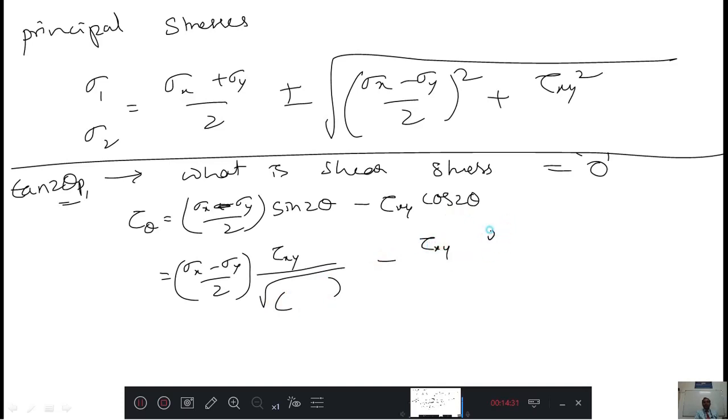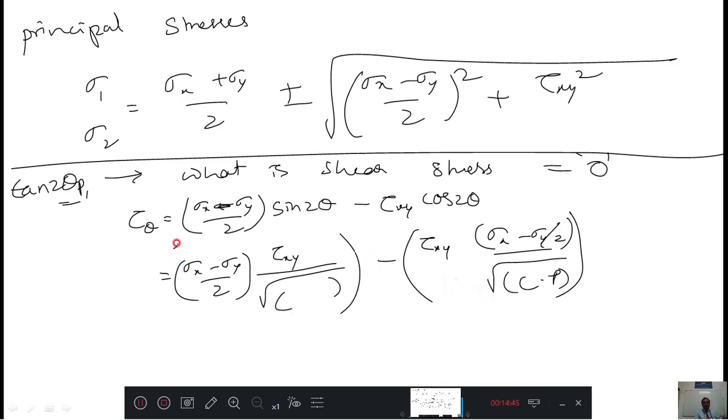Cos 2 theta means what? Sigma x minus sigma y by 2 divided by the big square root, copy paste. Then look at this term, this is by 2. Look at this term and this term, and you will come to know that both are the same, and in between there is a minus sign. Therefore, they will cancel and the answer will be 0.